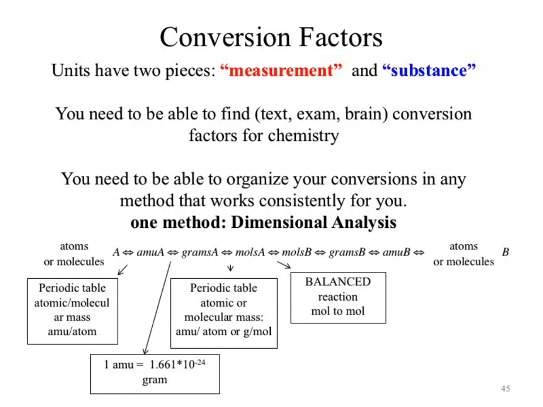Pretty close. If you go through and manipulate these numbers, get this 1.661 times 10 to the minus 24 over to the other side. So you'd have to divide both sides. 1 divided by 1.661 times 10 to the minus 24. So 1.661 times 10 to the minus 24 into 1 fits 6.02 times 10 to the 23rd.